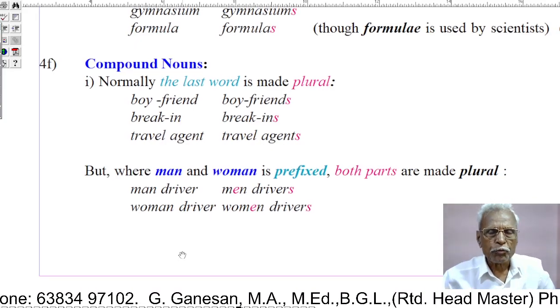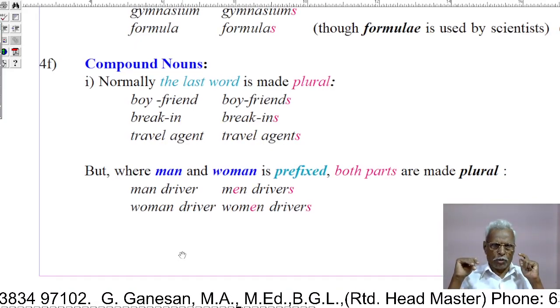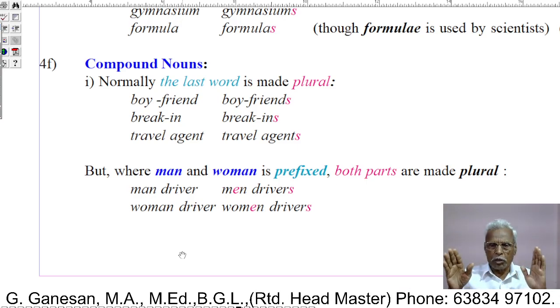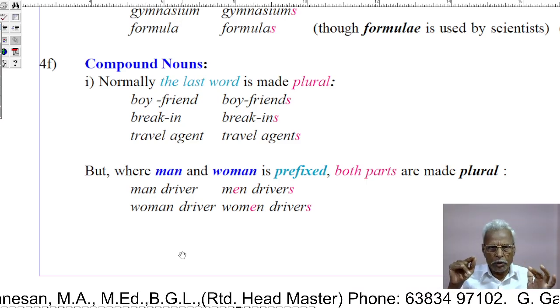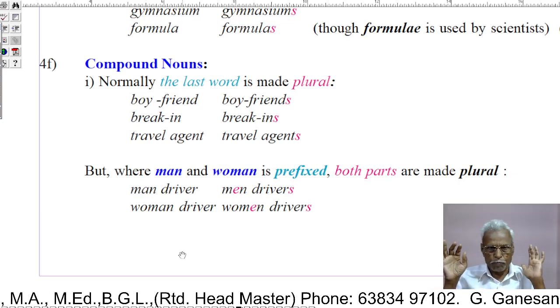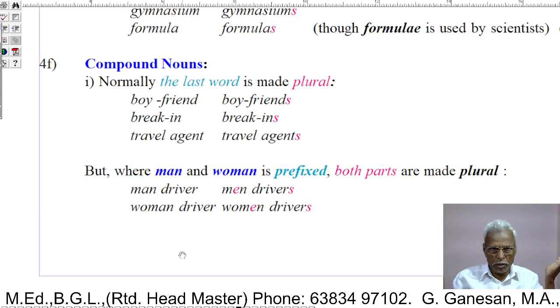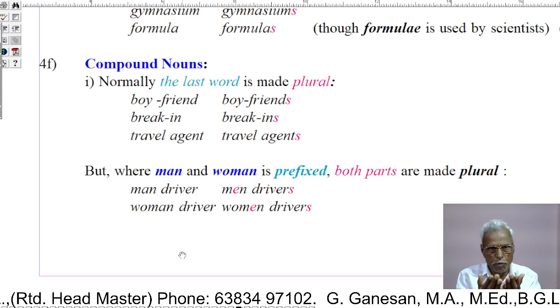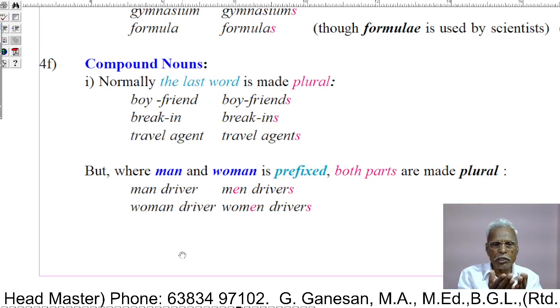Then, here, how do compound nouns form their plurals? Rule 1. Normally the last word is made plural. When boy and friend are added to make a common noun, a compound noun, then S should be added with the second noun.